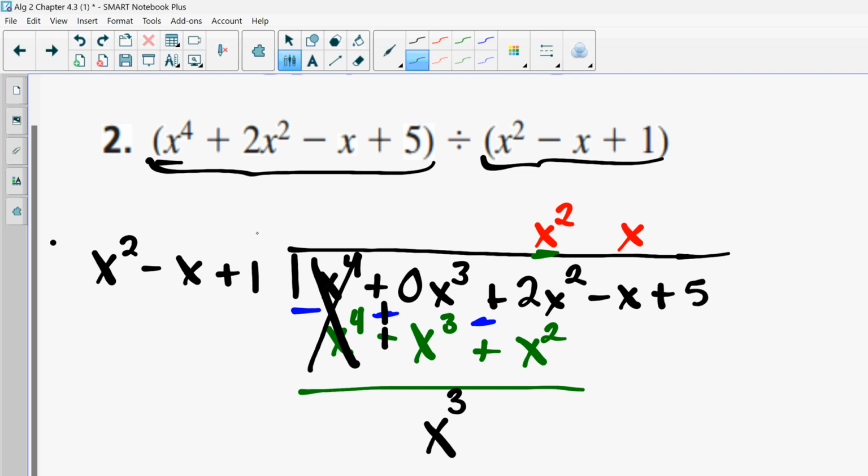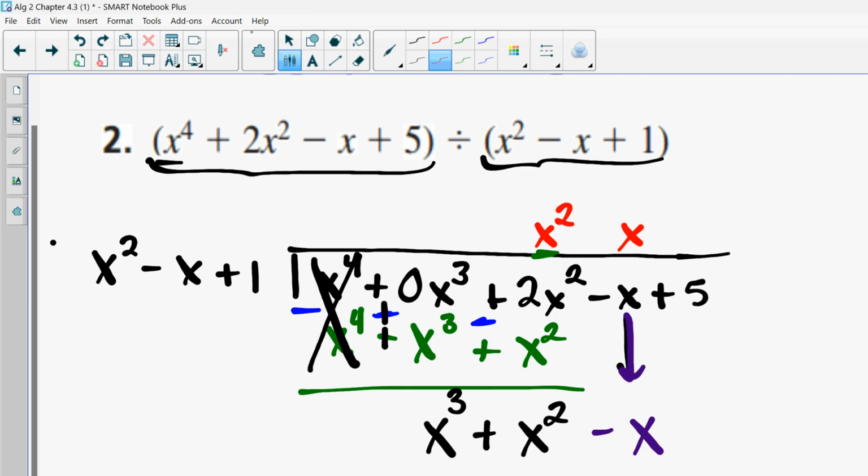Our next one, 2x squared minus x squared, would be plus x squared, because our 2 minus 1 would be 1, and we have our x squared term. Our next step after this is to bring down our next term, which is negative x. Questions on our first set of steps?